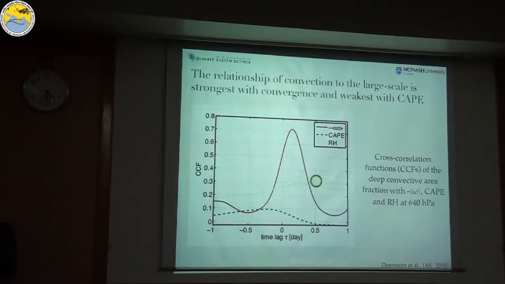And then we see that there's a very strong correlation with vertical motion, but the vertical motion lags the convection as well. So this indicates that the convection may be causing the vertical motion rather than the vertical motion causing the convection.